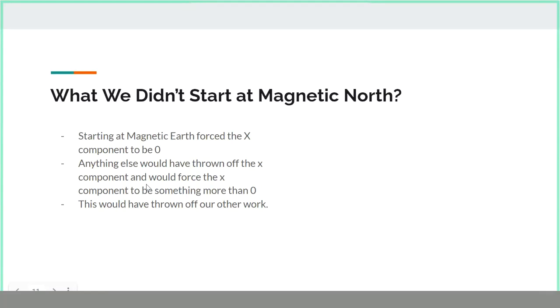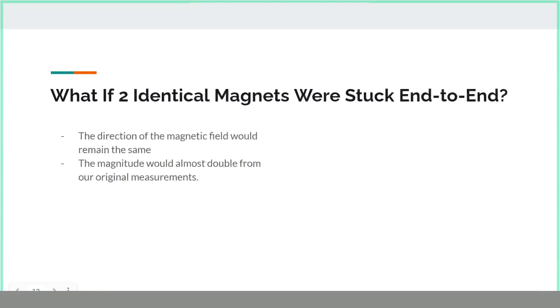What if 2 identical magnets were stuck end to end? The value of the magnetic field would be almost double what we measured, although the direction of the field would remain the same. It may not be exactly double, though.